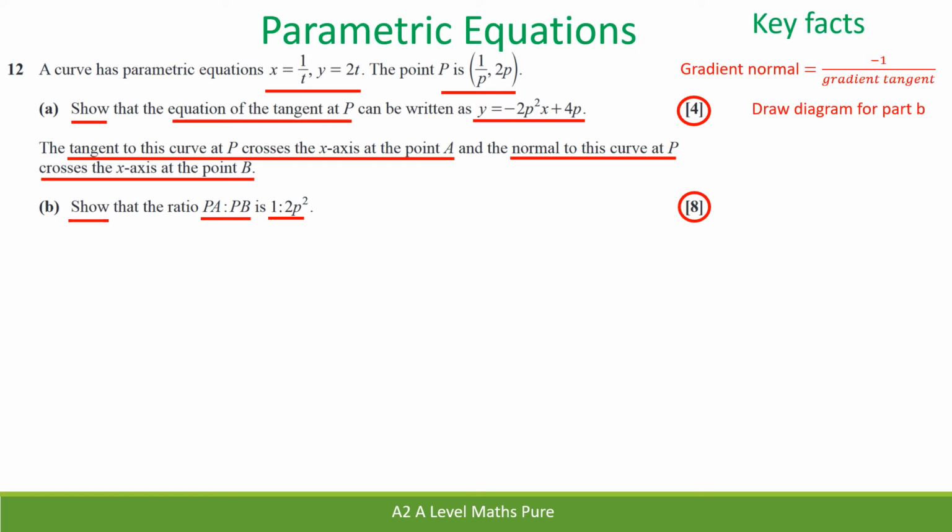Now in part B, we've got to show that the ratio PA to PB is 1 to 2p squared. And you're probably looking at this question thinking, I really don't know where to start. And that is quite normal at this stage, that you're really not sure where you're going to get this answer. So as I said up here on our key fact, the key thing here is to be able to draw a diagram.